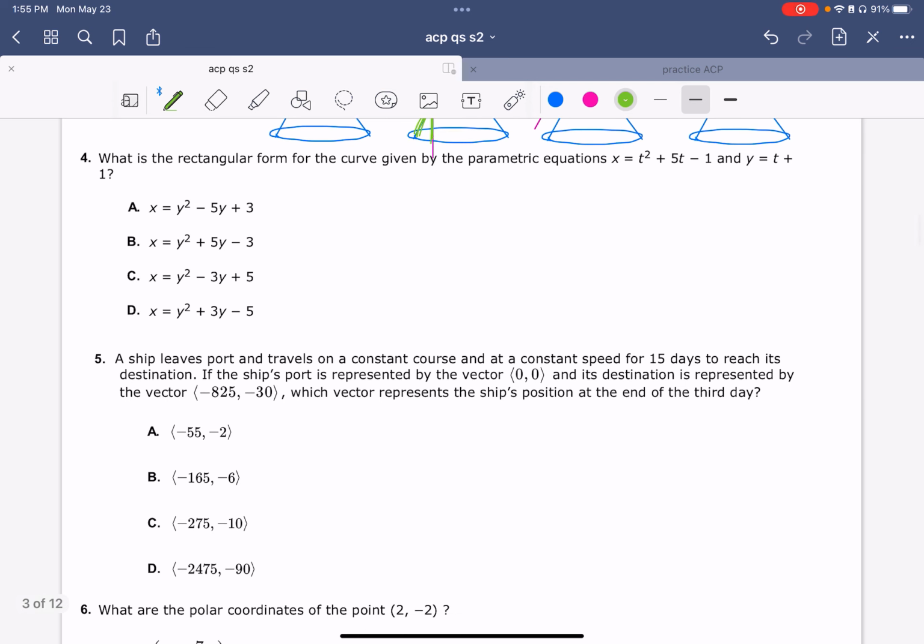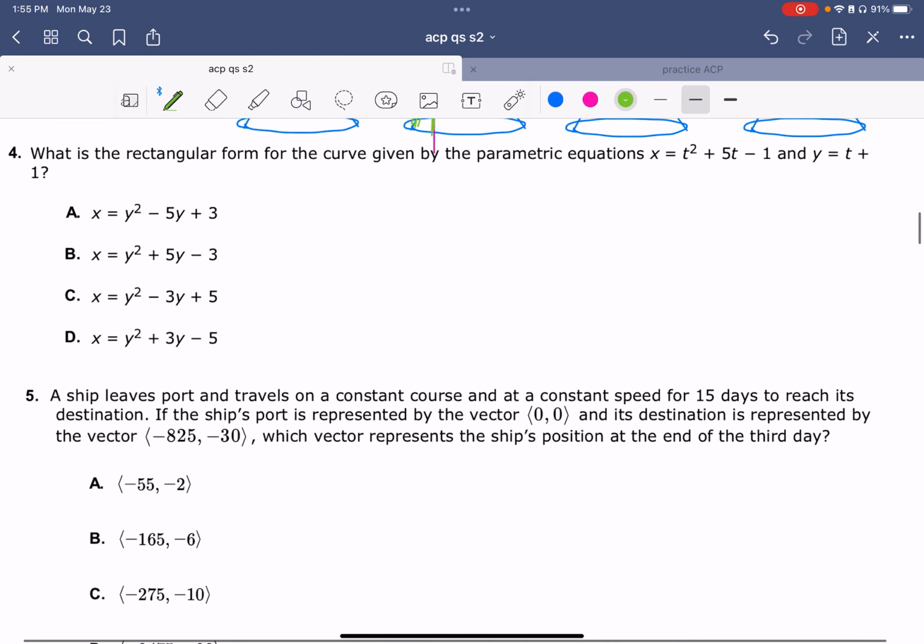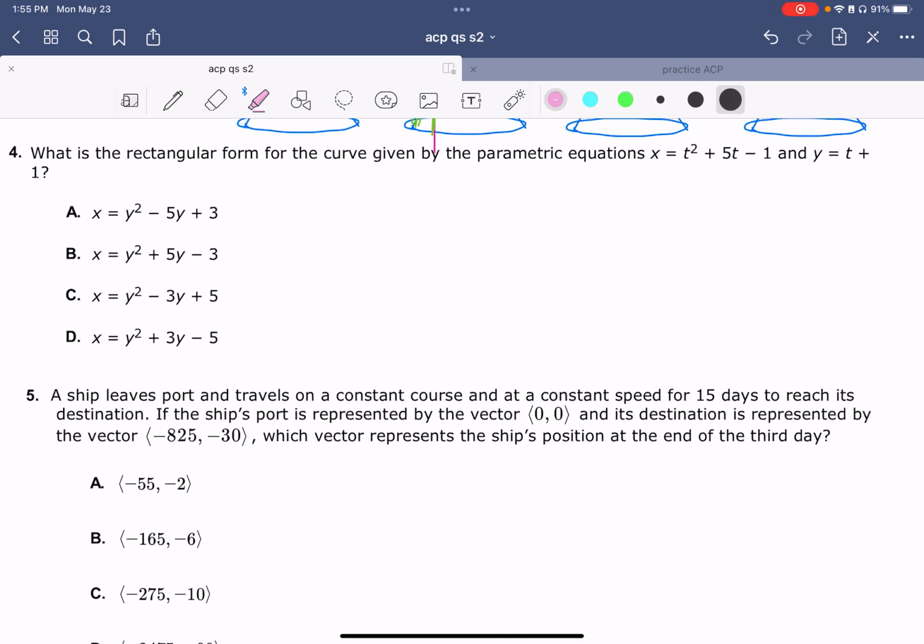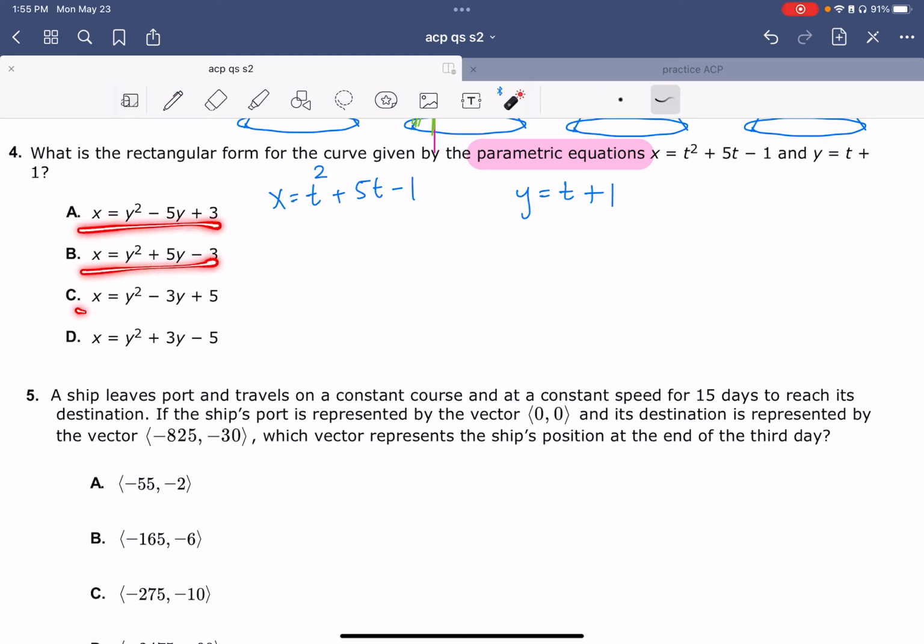What is the rectangular form for the curve given by the parametric equations x equals t squared plus 5t minus 1, y equals t plus 1? So they tell you it is a type of parametric equation, so that's good. I'm going to rewrite these equations really quick. x equals t squared plus 5t minus 1, y equals t plus 1. Notice, however, that none of these answer choices have the variable t, but we have t in our x and y. So we've got to figure out a way to get rid of t.